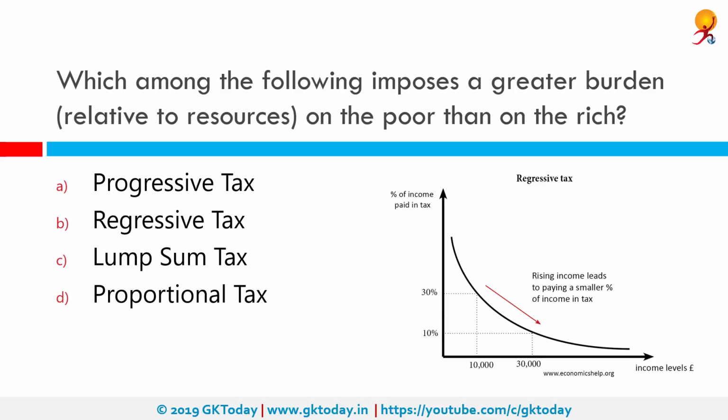Which among the following imposes a greater burden relative to resources on the poor than on the rich? Correct answer is regressive tax. A regressive tax is one in which tax rate decreases as amount subject to taxation increases, which means that if you earn less, you're paying more tax in respect to your earnings than someone who earns more. The lowest amount is subject to higher taxation, and this leads to individuals with low income bearing the highest burden of regressive taxes. Such tax does not take into account the ability to pay.